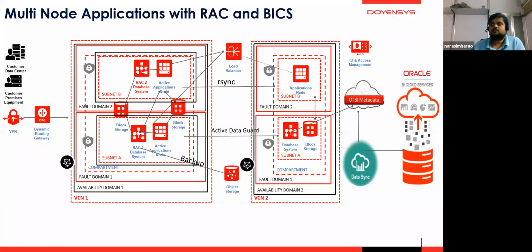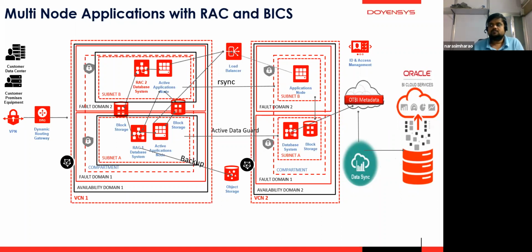Okay, so if I have a customer, or if my requirement says that I need BI cloud services, and at the same time I don't want a direct load onto my OLTP system, then what I can do is have my database RAC running in AD1, and then I can have active applications in AD1 in two different fault domains. Have my DR or active data guard configured on another availability domain too.